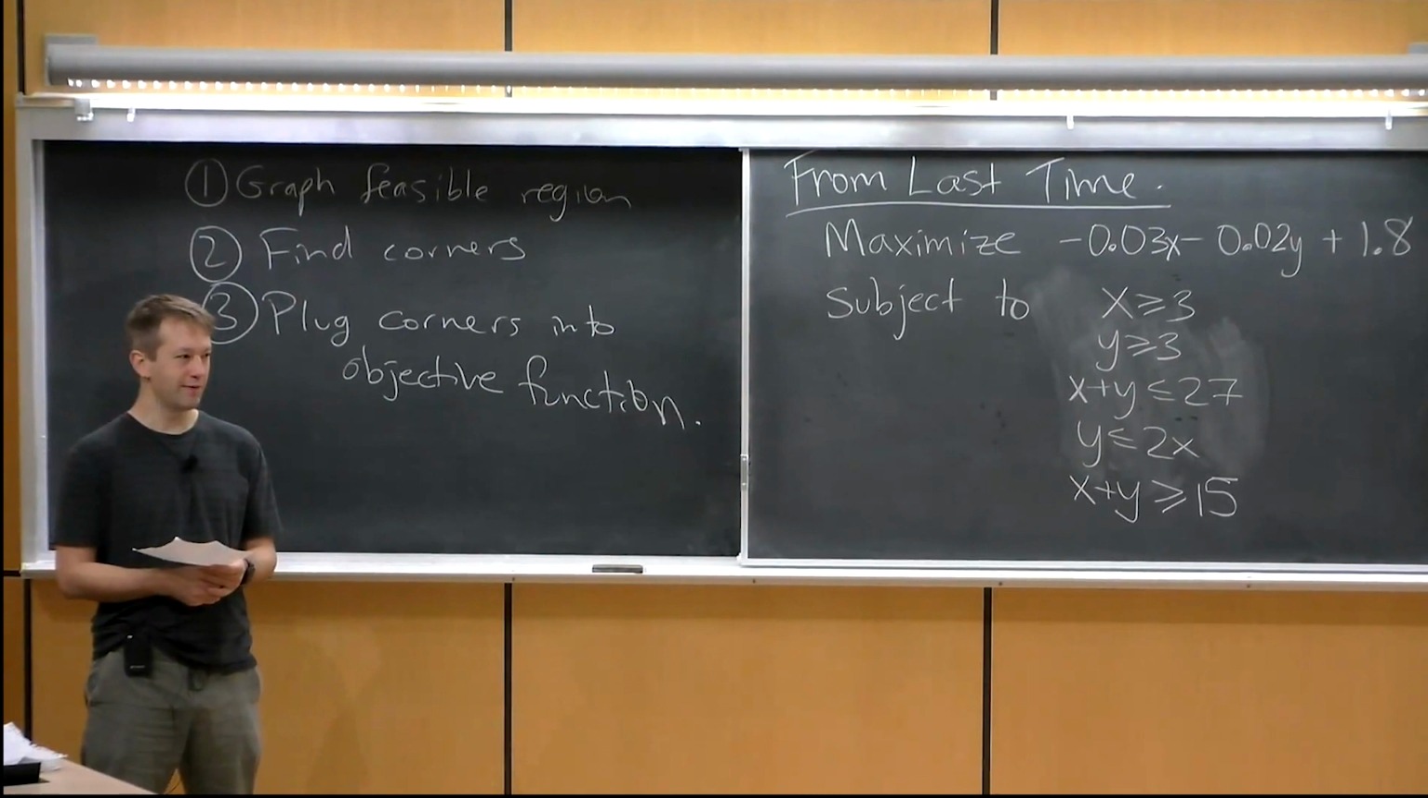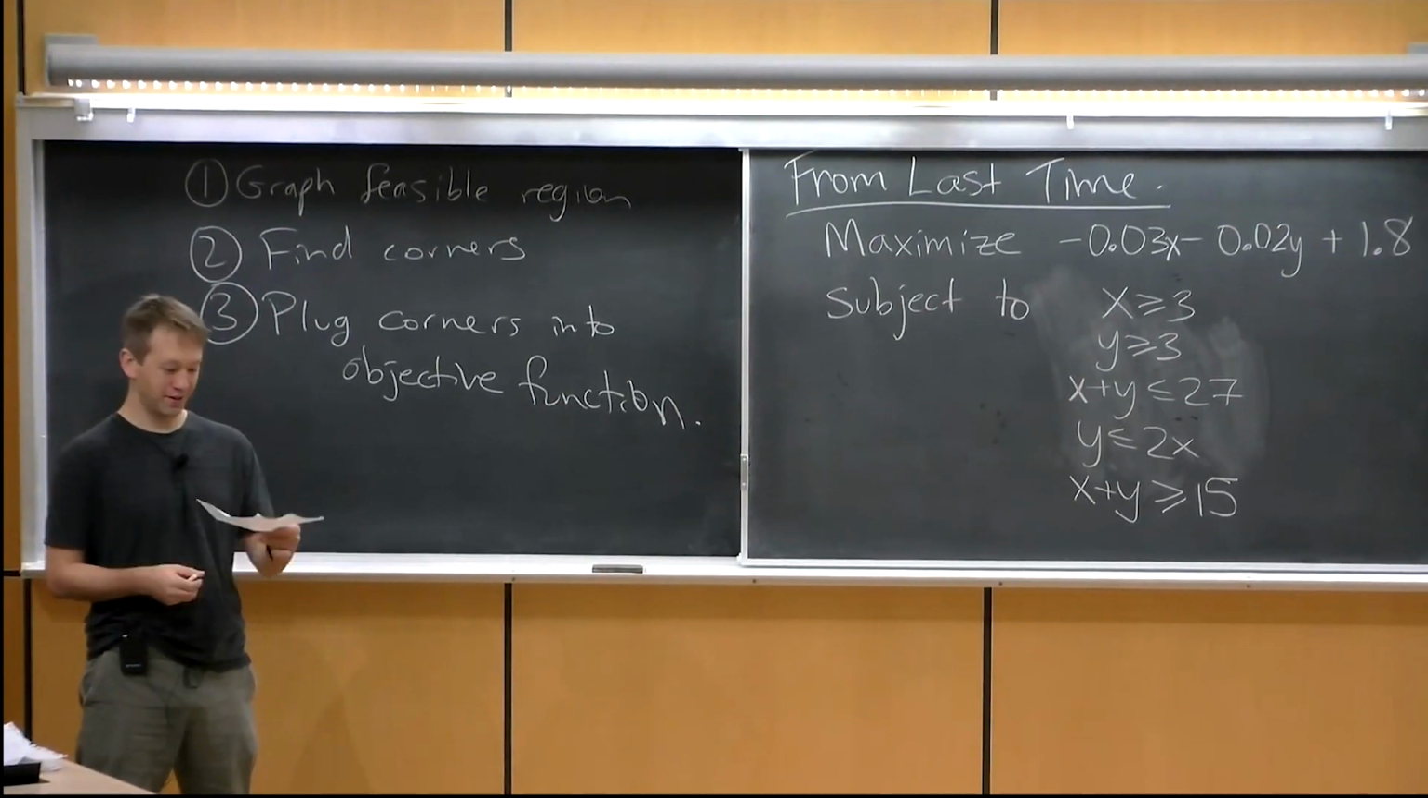For anyone who's graphed it so far, how many corners are there in total? Okay. Yeah, there should be 4. If my picture's right, then there should be 4.